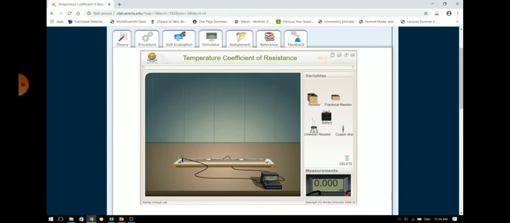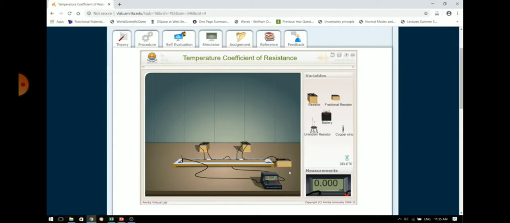Then you choose the resistances P and Q. These go in gap 2 and gap 3. You click on the resistance box and drag it to gap 2, and again you drag and connect it in gap 3. So the resistances are connected in gap 2 and gap 3. Then for gap 4, you put in the fractional resistance box. I click and drag it to gap 4.